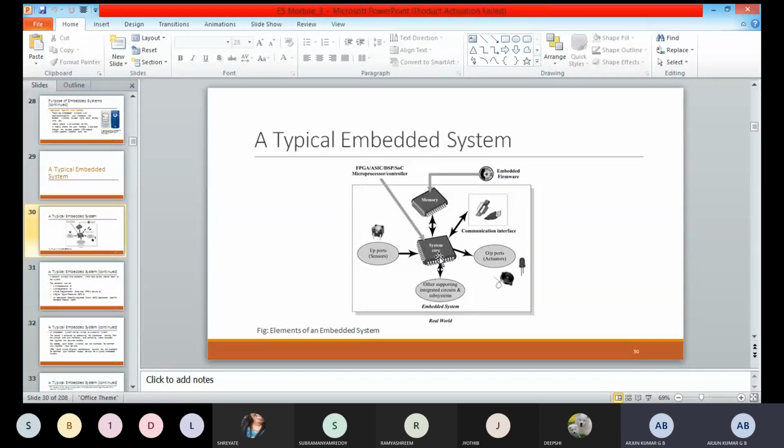This microcontroller will be based on FPGA, or otherwise ASIC, or maybe DSP or system on chip. This is a microprocessor or microcontroller chosen based on the application. Based on the application, they select the level: it may be medium, high, or low level. Then there is a memory part. All the embedded software will be stored in this memory. These are some of the components we use in the embedded system. Everything is there. Clear?